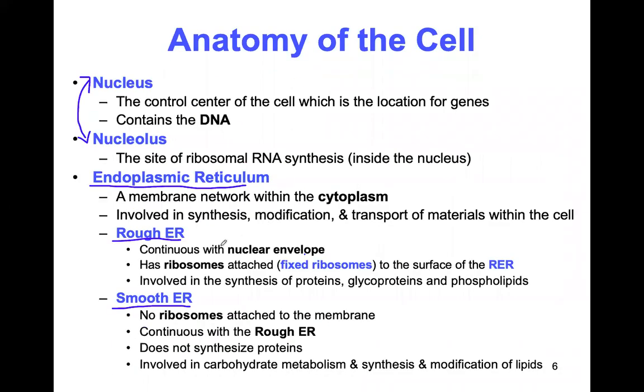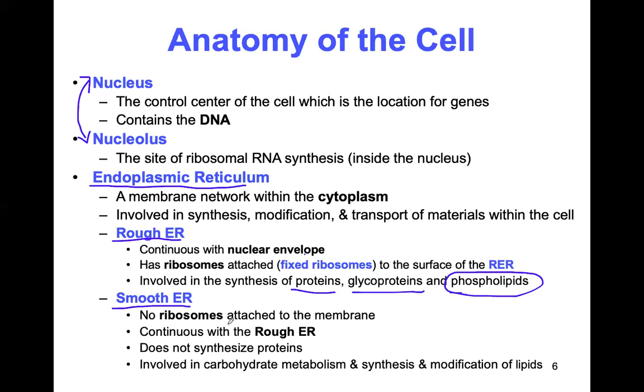Now, the rough ER has the ribosomes, the fixed ribosomes, and it's involved in the production of proteins, glycoproteins, and phospholipids. Where did we see phospholipids before? We saw it linked to the cell wall because it's a phospholipid bilayer. So that means your rough endoplasmic reticulum can make proteins, it can make phospholipids, and it could use that to regenerate the cell wall or any damage made to it, as well as glycoproteins. So these are all found within the cell wall.